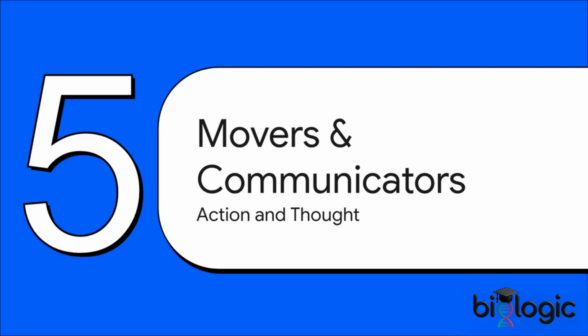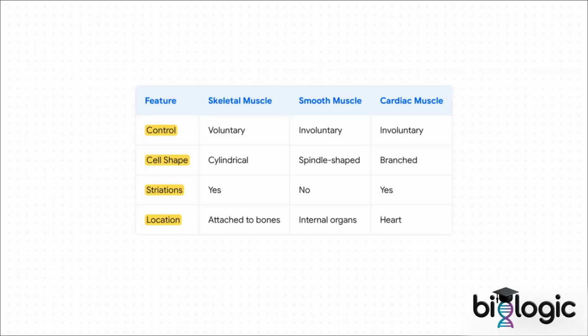Our final stop on this tour of animal tissues looks at the real action heroes. This is the dynamic duo responsible for literally everything we do and think. The muscles that create movement and the nerves that control it all. First up, we have muscle tissue, which comes in 3 main flavors.